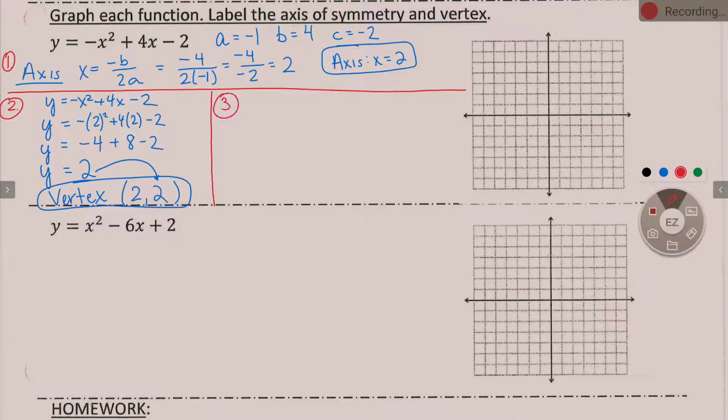Now, we have to add one more step for these. We have an axis of symmetry. We have a vertex. So we know where our parabola is centered. But we don't know where the rest of it goes. And so we have to have at least one more set of points.